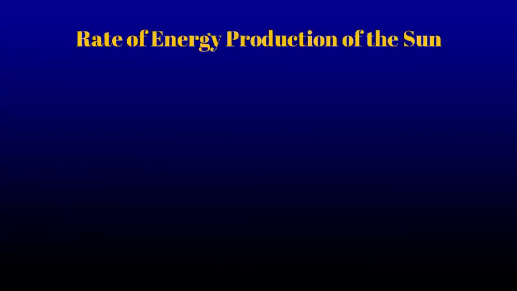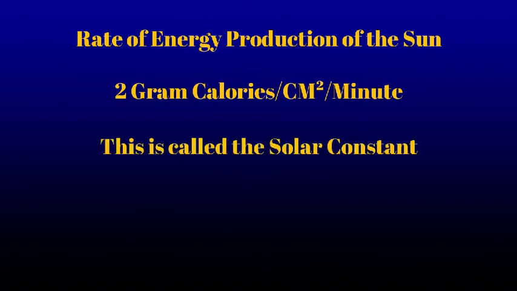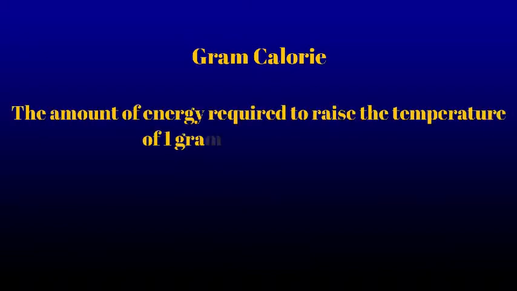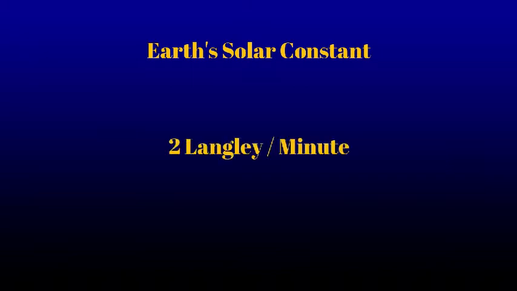The rate of energy production from the sun is 2 gram calories per square centimeter per minute. This is called the solar constant. A gram calorie is the amount of energy required to raise the temperature of 1 gram of water 1 degree. A Langley is 1 gram calorie per square centimeter. So the Earth's solar constant is 2 Langleys per minute.